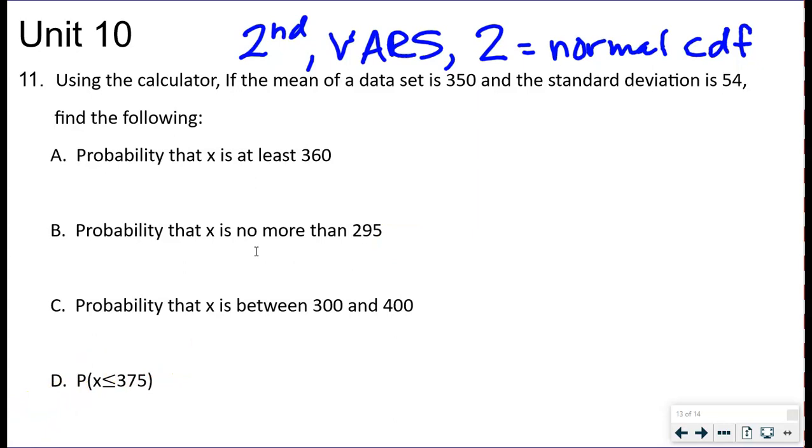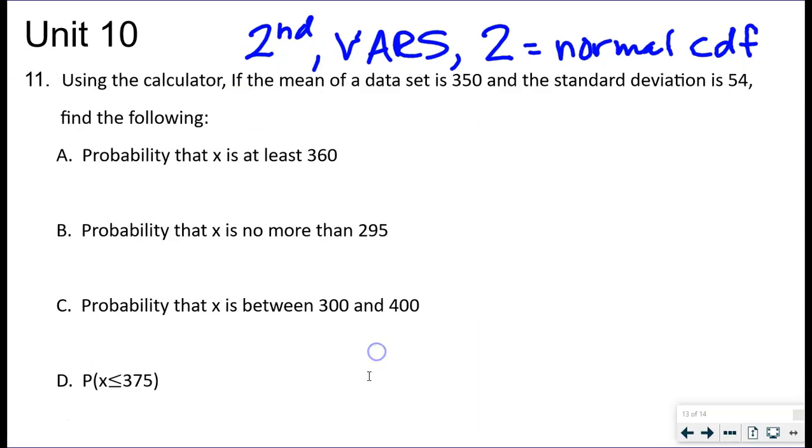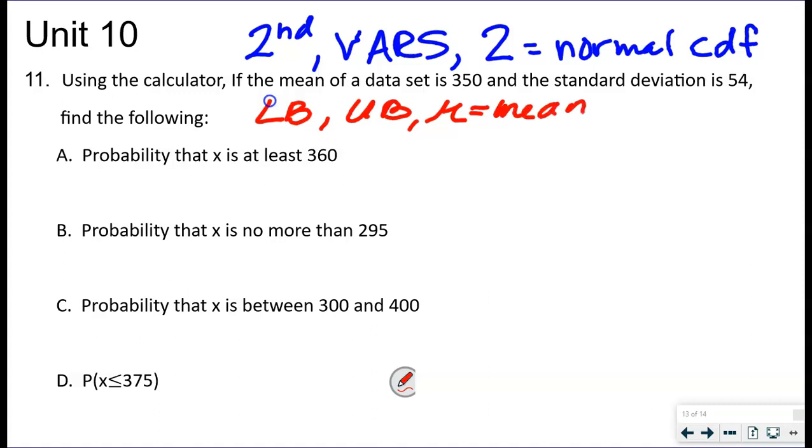Also recall, these are the things we're looking for. So we're going to look for lower bound, upper bound, and mu, remember, is the mean. And then we're going to look for standard deviation. So I'm going to put ST. Okay, those are the things that we're going to put in. So we're going to look at this first problem. It says the probability that X is at least 360. So I like to do it this way.